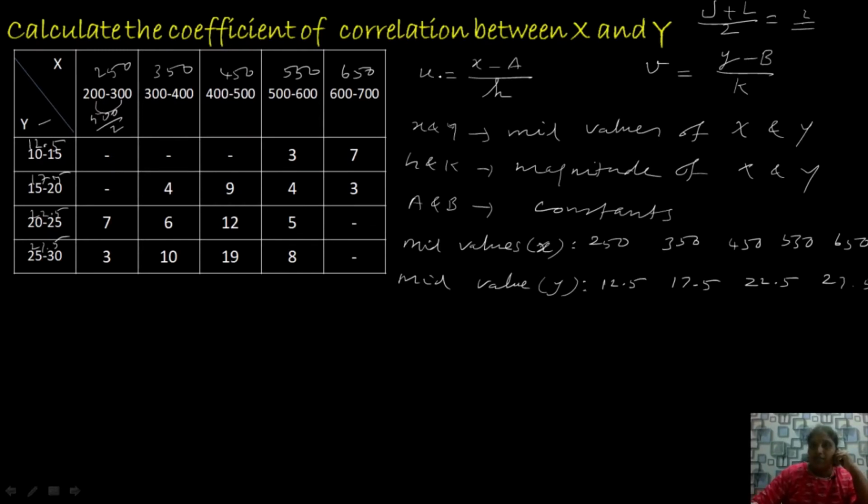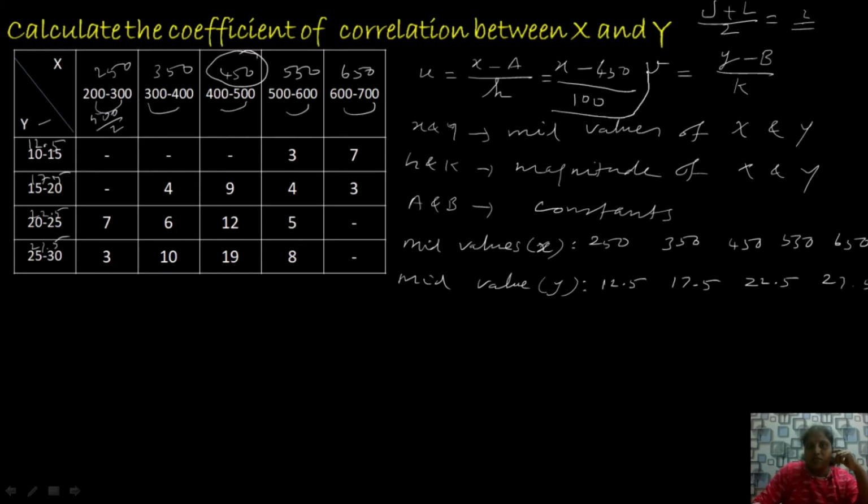For that, u is equal to x minus a over h. Here x represents the mid value, minus a. Arbitrarily we choose the middle value, so here the middle value is 450. I choose 450 as my a value, over h. h is the width, or magnitude, of the class intervals. Here all class intervals have a length of 100.